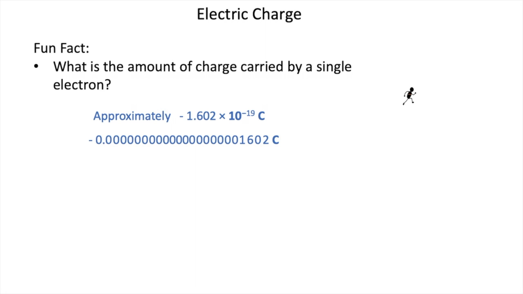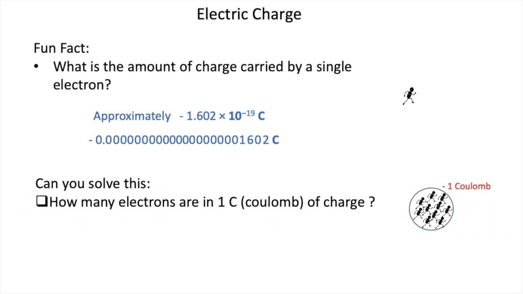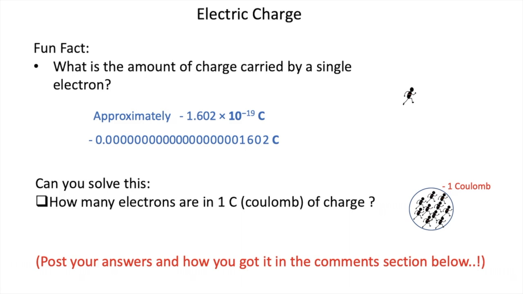All right, so now that you know the charge carried by a single electron, can you answer this question? How many electrons will it take to put together a charge of 1 coulomb? Or in other words, how many electrons are there in 1 coulomb of charge? So you know the charge carried by 1 electron. You need to now calculate how many electrons, if you put them together, will make up 1 coulomb of charge. See if you can solve this and post your answers in the comments section below.